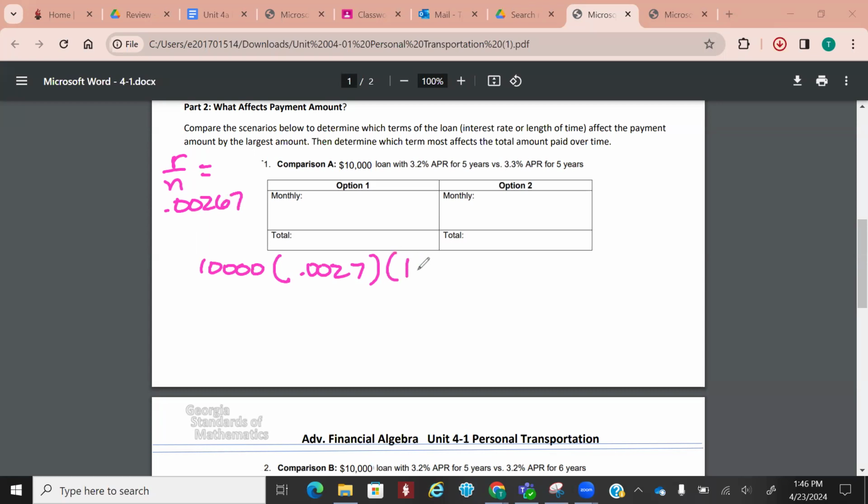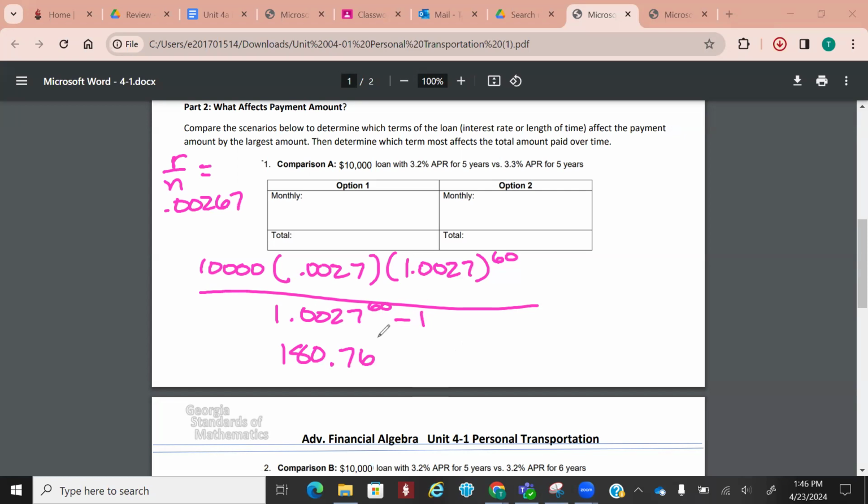Okay. Then we're going to do 1 plus 0.0027, and then raise it to the 60th power because we're doing it for 12 months for 5 years. And then we're going to divide by 1.0027 raised to the 60 power, and subtract 1 from that. When we do all of that, we're going to get 180.76. So this is figuring out our monthly payment. In total, we're going to take 180.76 and multiply it by 60. And that's going to give us 10,845.6.